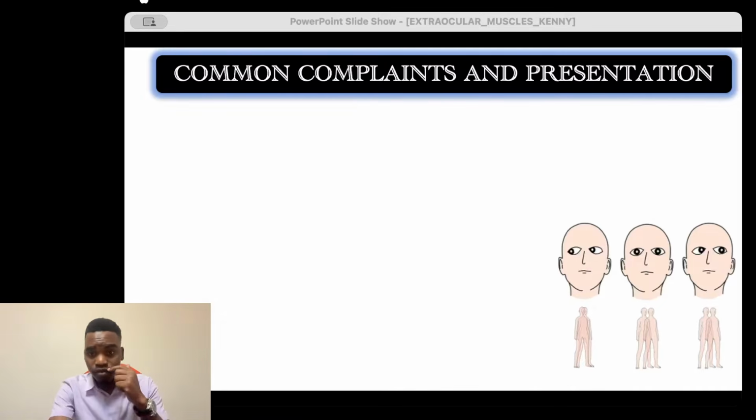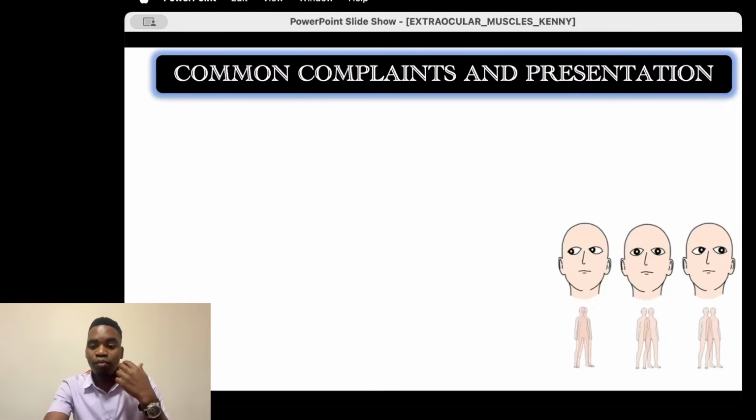Most of the time they will tell you my double vision improves when I'm looking in certain directions. So for example, this boy here gets diplopia when he looks to the left side, of course in the primary gaze as well, but when he looks to the right side, the double vision improves a little bit, okay?